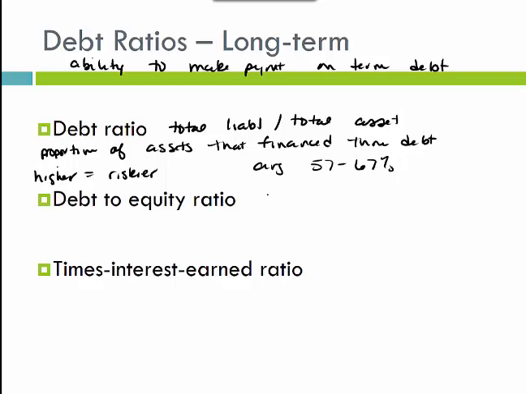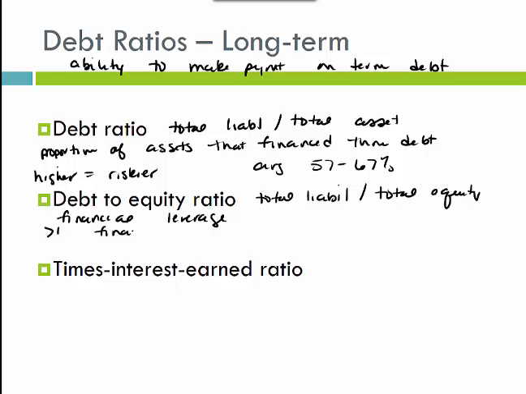So the debt to equity ratio is total liabilities divided by total equity. It measures financial leverage, and we talked a little bit about that in some of the other ones. So if this number is greater than 1, that means they are financing their assets with more debt than equity. So they're more likely to borrow or issue bonds than they are to issue stock.